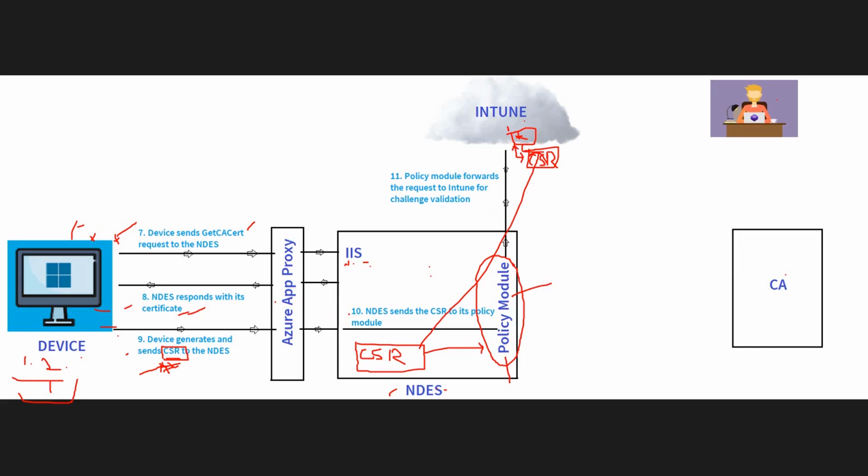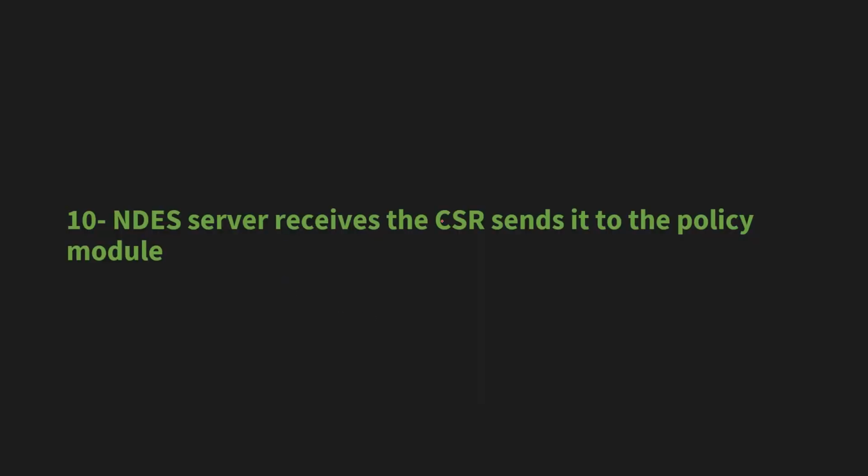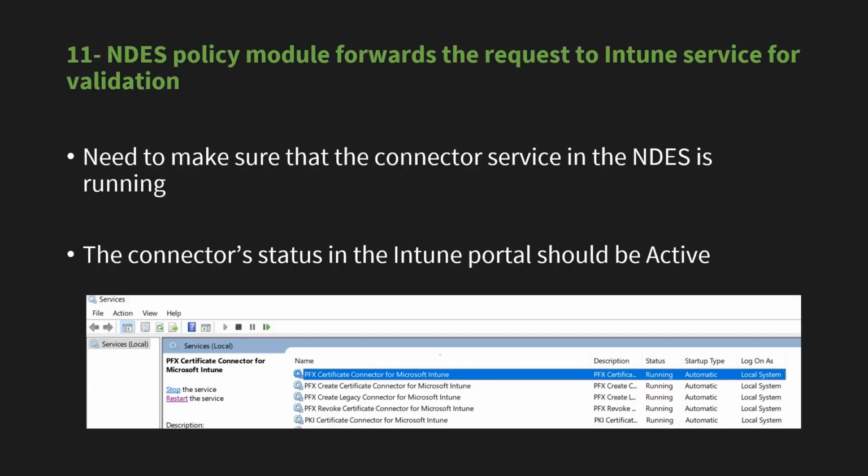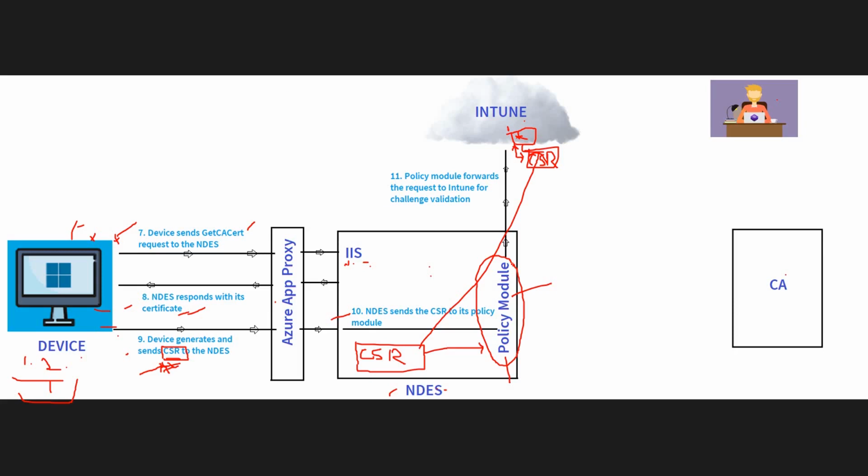Okay, so now let's understand what's happening in step 10. In step 10, the NDES server receives the CSR, and it is going to forward that to the policy module which is present in the NDES server, and it got installed when the unified connector was installed. Now in step 11, the NDES policy module is going to forward the request to the Intune service for validation.